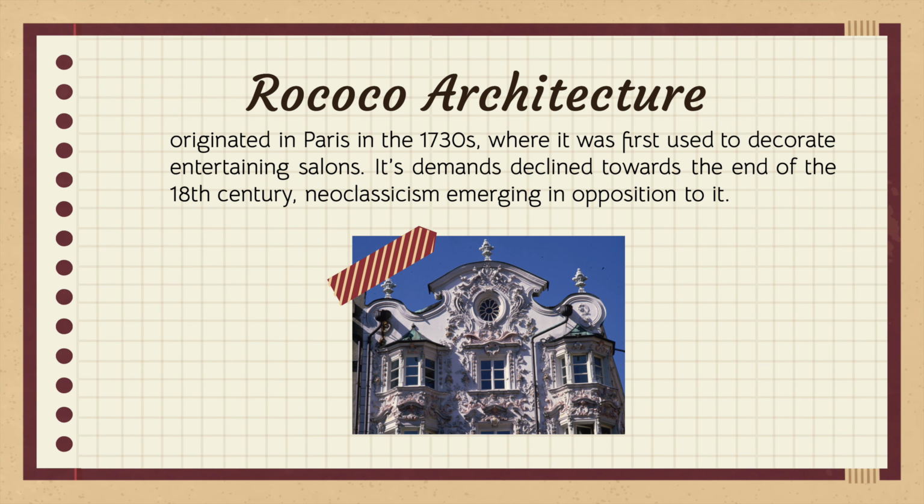Now, let's move on to Rococo architecture. Rococo architecture originated in Paris in the 1730s, where it was first used to decorate entertaining salons. Its demand declined toward the end of the 18th century. Neoclassicism emerged in opposition. Rococo was much more playful and even flamboyant.